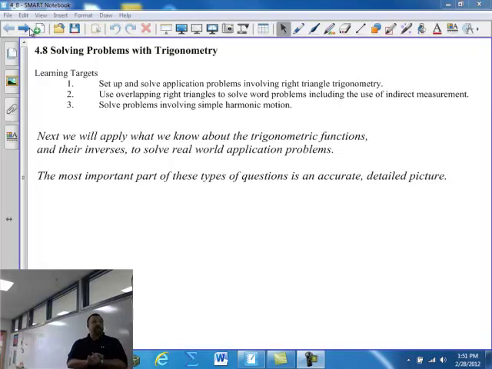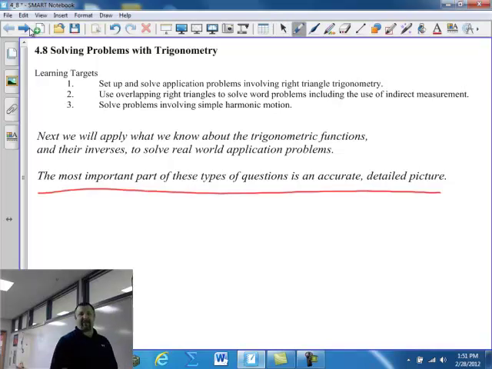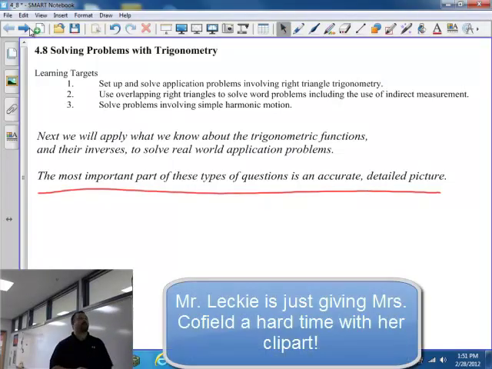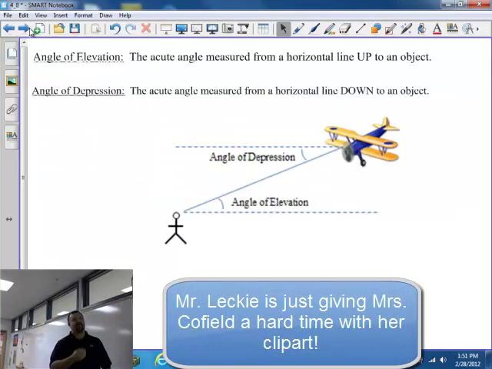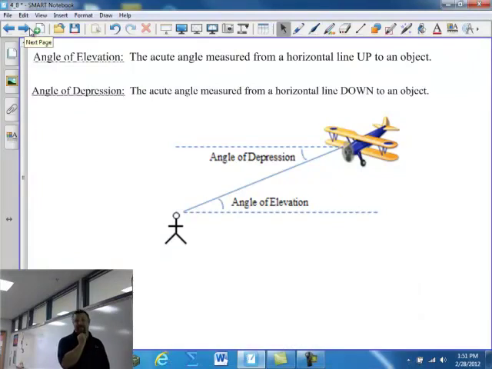Okay, you're up. All right, so first thing we're going to do is try drawing pictures of this. It says the most important part of these problems is to try and draw an accurate, detailed picture. So on our first one, we went ahead and drew one for you. The plane is as big as the person. This little guy will not fit in that plane, but that's okay.